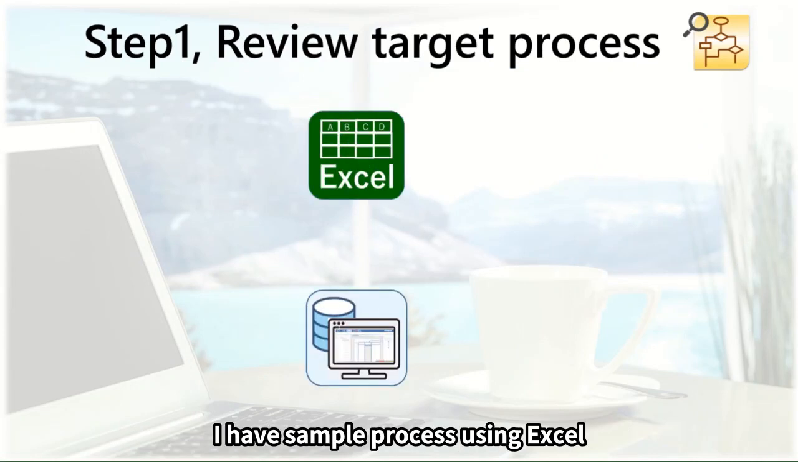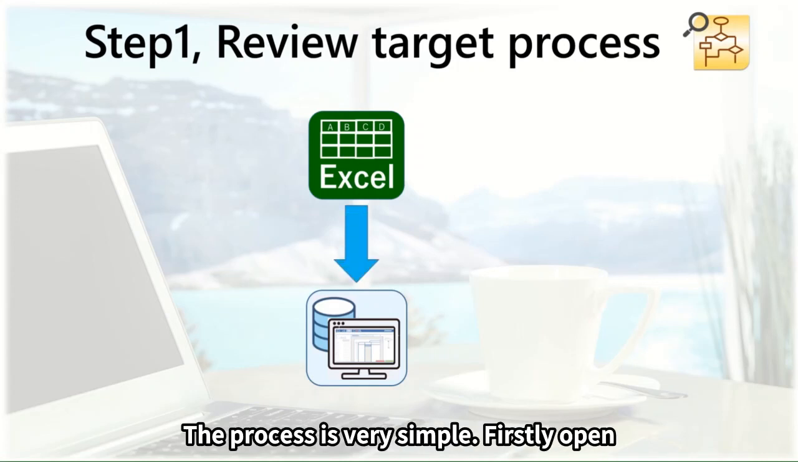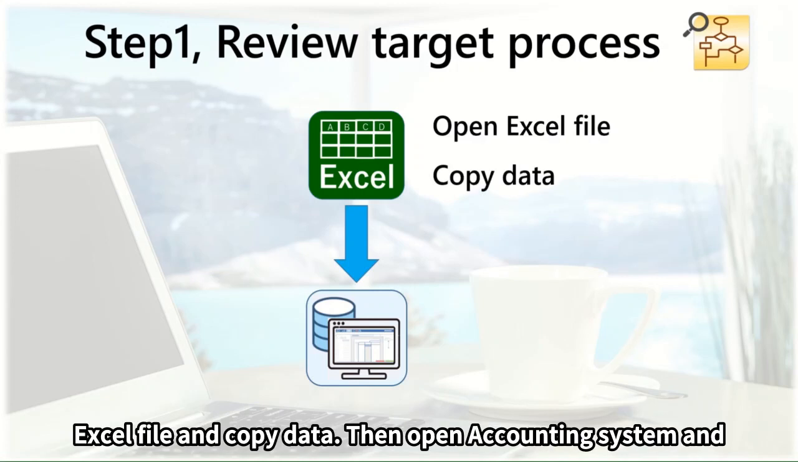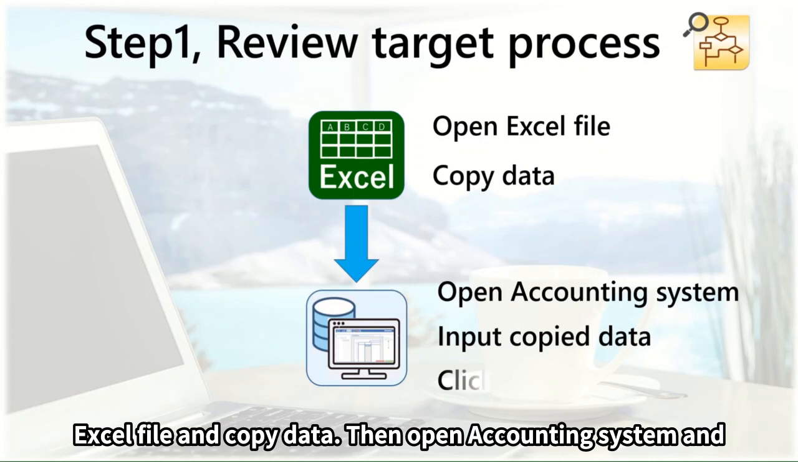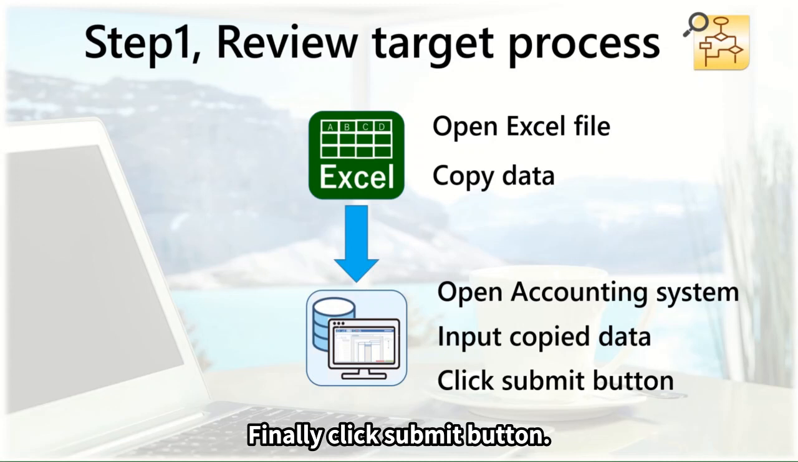Here I have a sample process using an Excel file and an accounting system. The process is very simple. Firstly, open the Excel file and copy data. Then open the accounting system and input the copied data to the system. Finally, click the submit button. This is the targeting process.